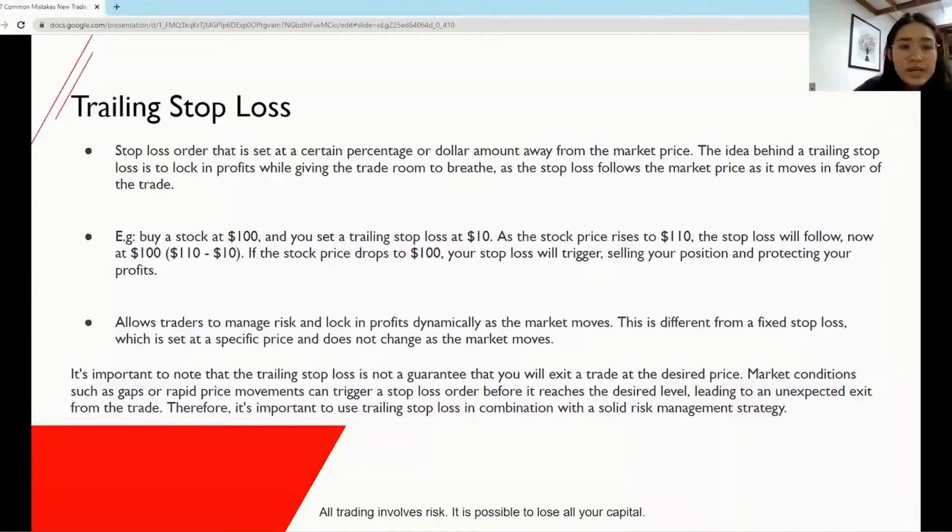It's important to note that the trailing stop loss is not a guarantee that you will exit a trade at the desired price. Market conditions such as gaps or rapid price movements due to volatility can trigger a stop loss order before it reaches the desired level, leading to an unexpected exit from the trade. Therefore, it's important to use trailing stop loss in combination with a solid risk management strategy, such as those that we've mentioned previously.